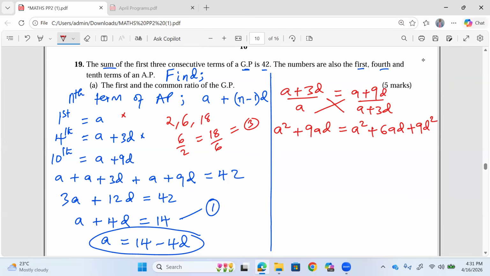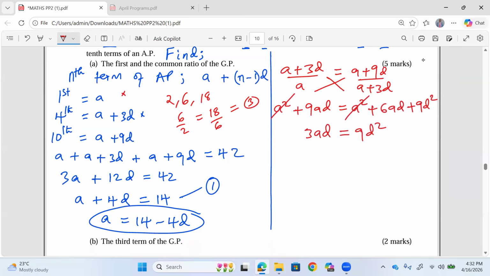If we start grouping terms together, A squared and A squared shall cancel. Then we can have 3AD being equal to 9D squared. Can we divide through by D? Yes. 3A equals 9D, because D can divide one of the D's here, so that D remains linear like that. This is our second equation.